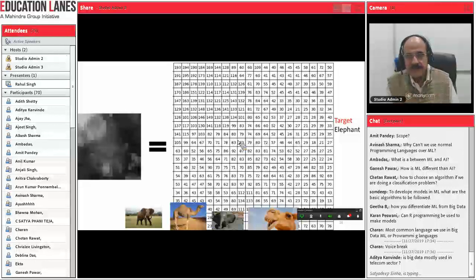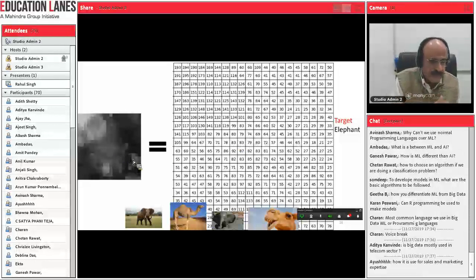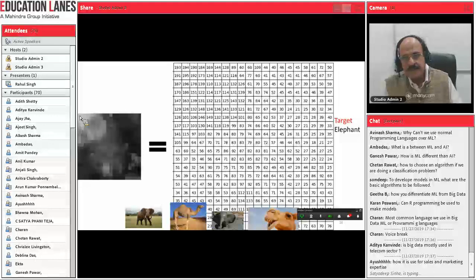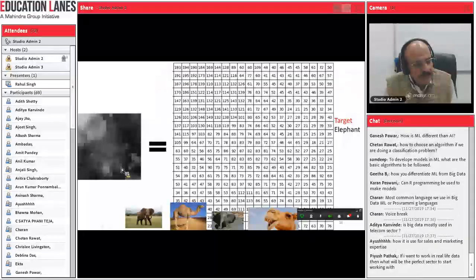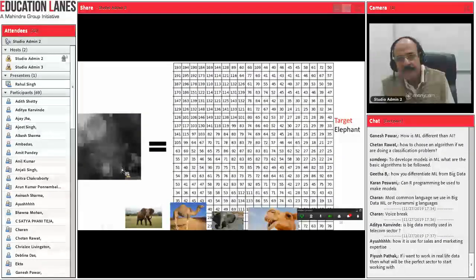There is a distinction. In deep learning, now consider for example this image. So what the deep learning technology would do is give a value to each pixel in this image.